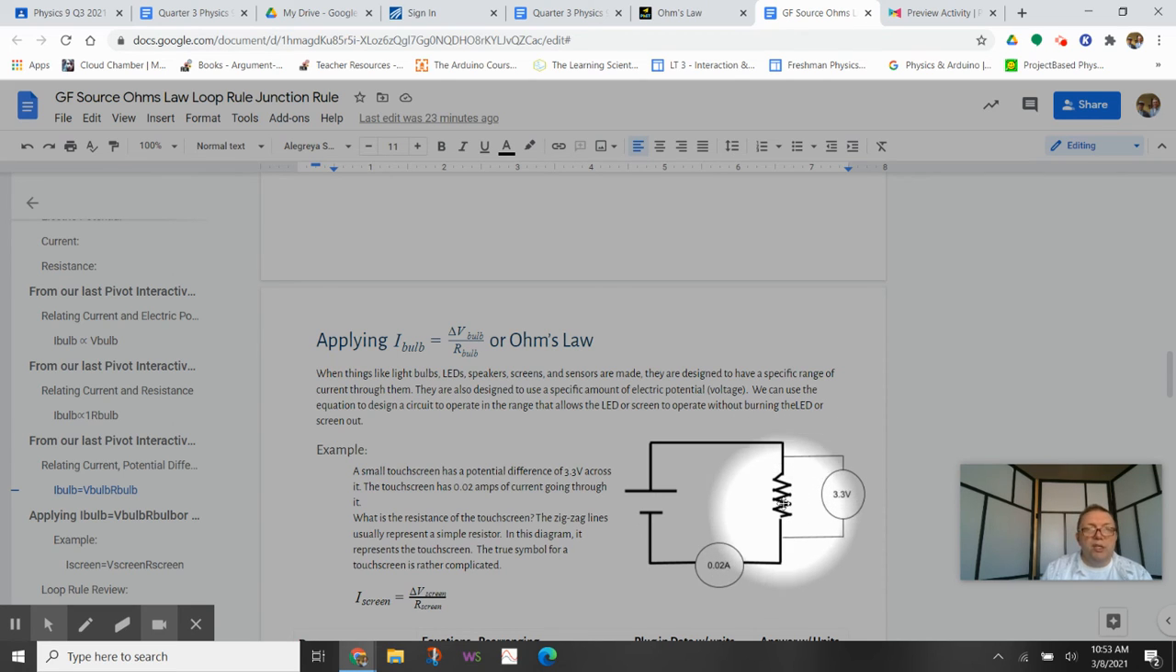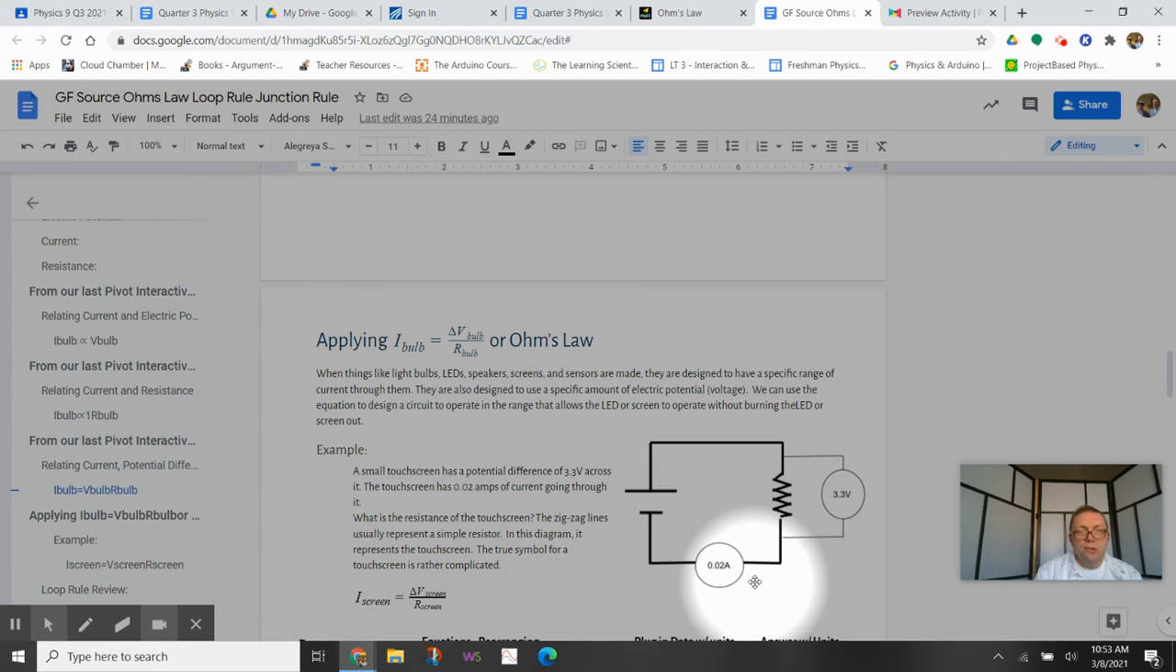Some folks would say it's the drop in potential across the resistor. It's really a variety of ways to say that that item uses 3.3 volts, or takes that much energy from charges. And if everything is in a series or in a single loop, then the current everywhere is the same. So we've got something like that.